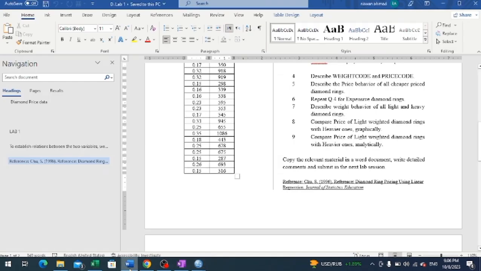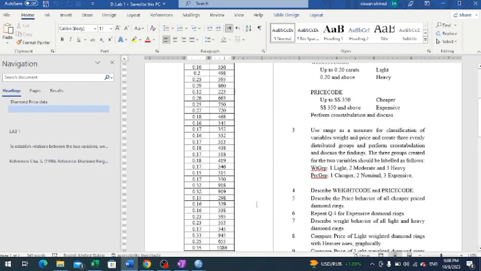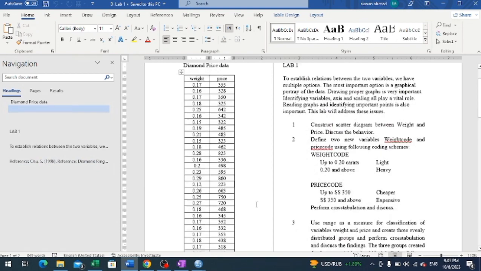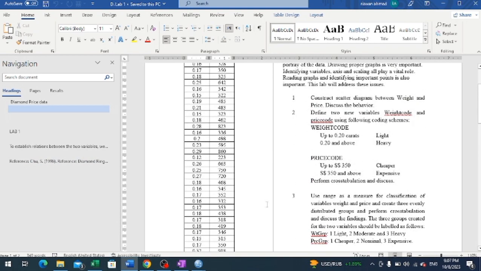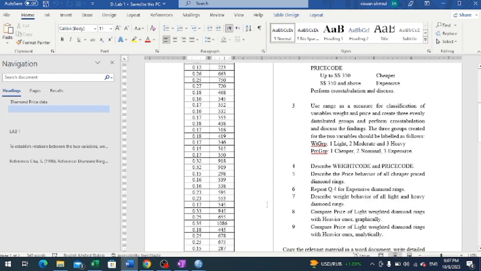In today's session we will talk about the remaining parts of data of lab 1 that contains two variables, weight of diamond and its price in the market. And we have completed question number 1, 2 and 3 in the previous two lecture video series. Now we are going to do question number 4, describe weight code and price code.